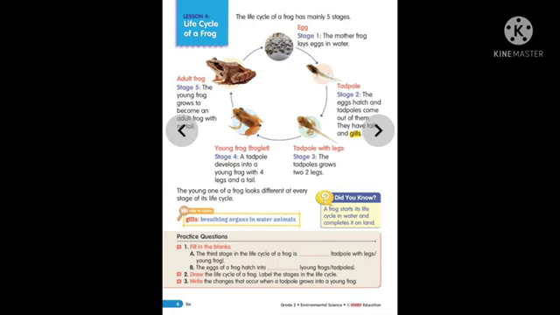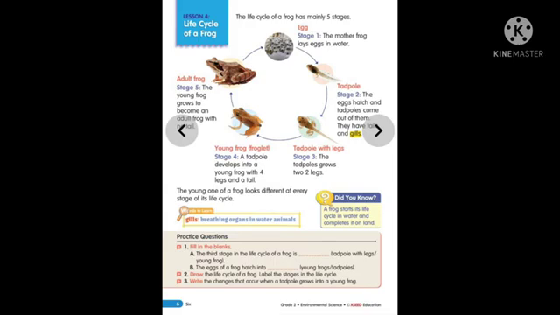Now you can see the second stage. In the second stage, we call it a tadpole. The egg hatches and the tadpole comes out of it. They have a tail and gills. With the tail they can swim in the water, and with the gills they can breathe. It looks like just a small fish, right?